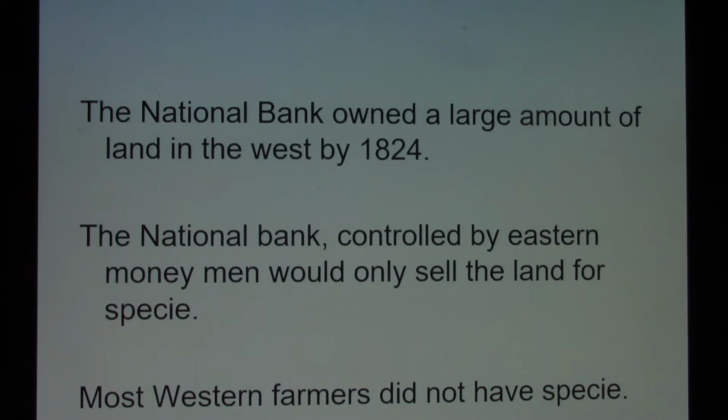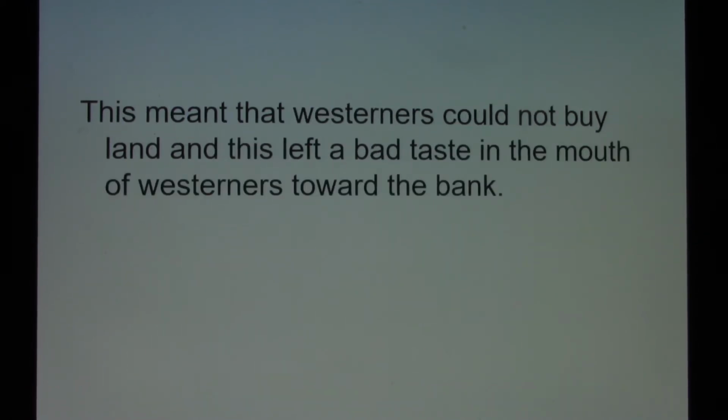The national bank was controlled mostly by people in the East who had considerable wealth. The national bank would only sell land out west to farmers who could pay for it in specie. Now, the problem was most of these farmers didn't have specie. They might have paper money, but the paper money might be on some state bank, and it's really not worth as much as the specie. This meant that Westerners could not buy land, and this really left a bad taste in the mouth of the Westerners. Now remember, 1824 is a presidential election year, and Monroe will not seek a third term.